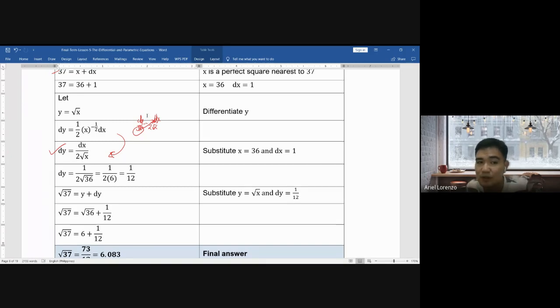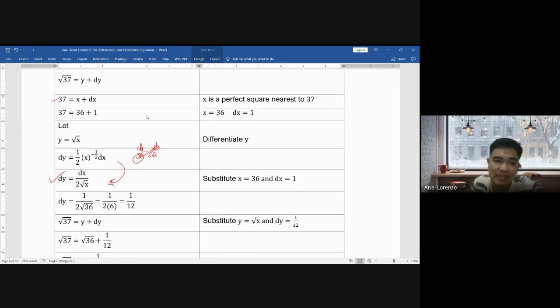Nakuha nyo, hindi na siya dy all over dx. And from the given, class, yung ginawa natin kanina dito sa 37 equals x plus dx, wherein ang x natin ay 36, ang dx natin ay 1, isubstitute natin kay dy. Ang dx natin ay 1, ang x natin ay 36. Nasundan? Kaya siya naging 1 all over 2 square root ni 36. Nag-base tayo class doon, yung value ni x na 36 natin. And from there, masosolve natin ay 1 all over 12. Okay? Meron ka na ngayong dy.